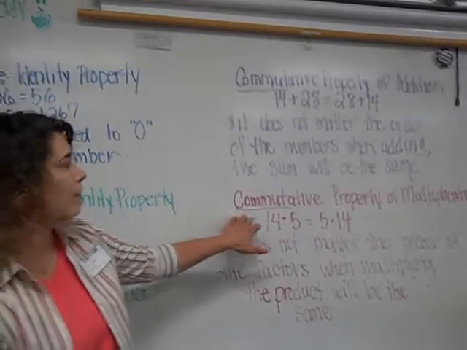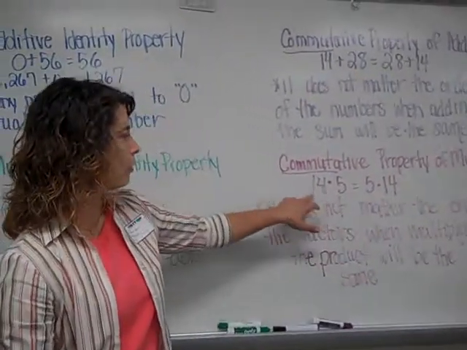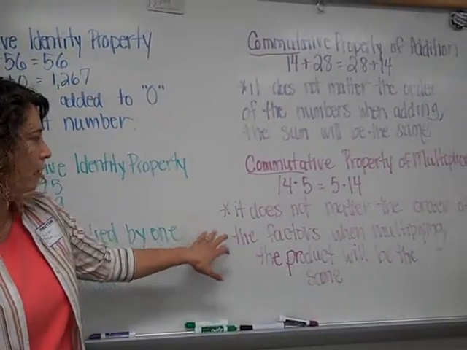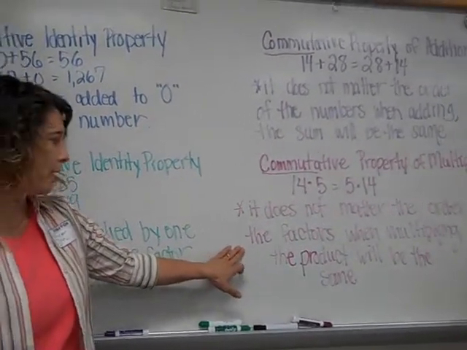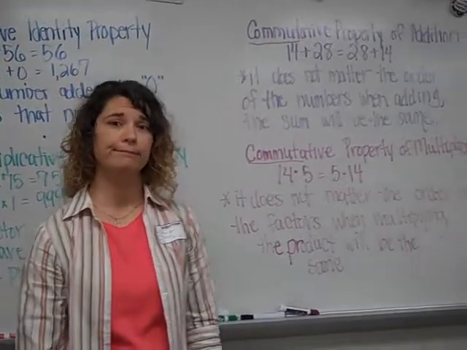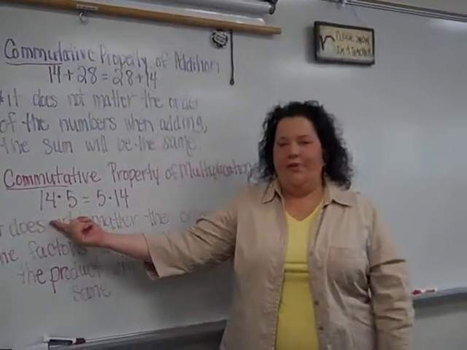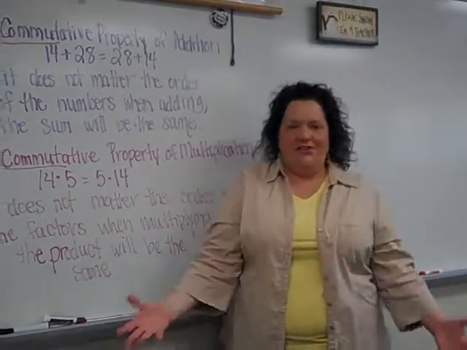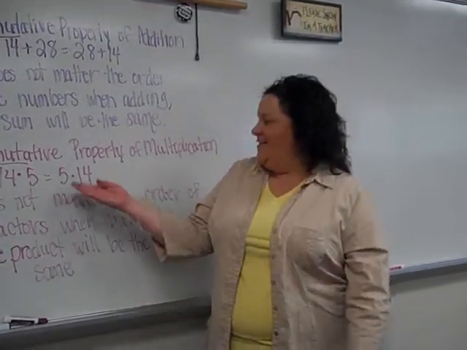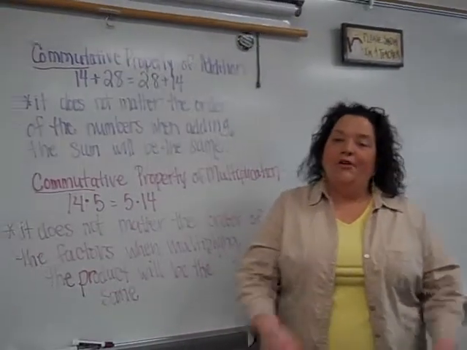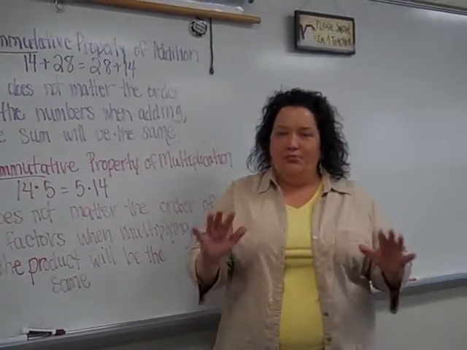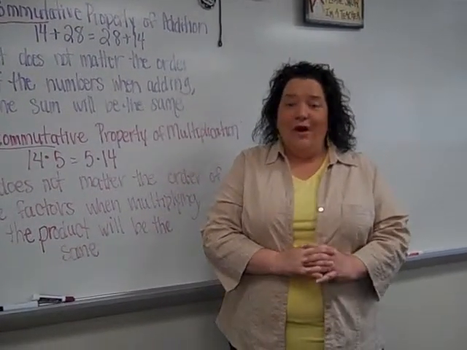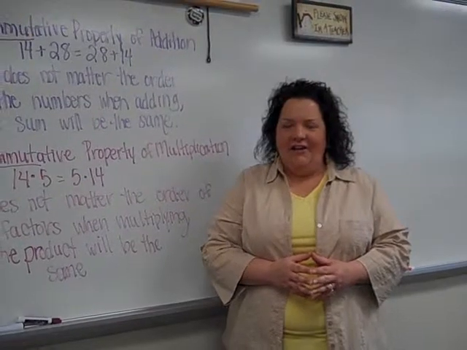So we're talking about the commutative property of multiplication. 14 times 5 is equal to 5 times 14. Again, it does not matter the order of the factors when multiplying, the product will still be the same. Yes, it doesn't matter if the 14 comes first or the factor 5 comes first, you'll still get the same answer as 5 times 14. Remember, commutative means to move. Commute, move. So, let's do some examples together.